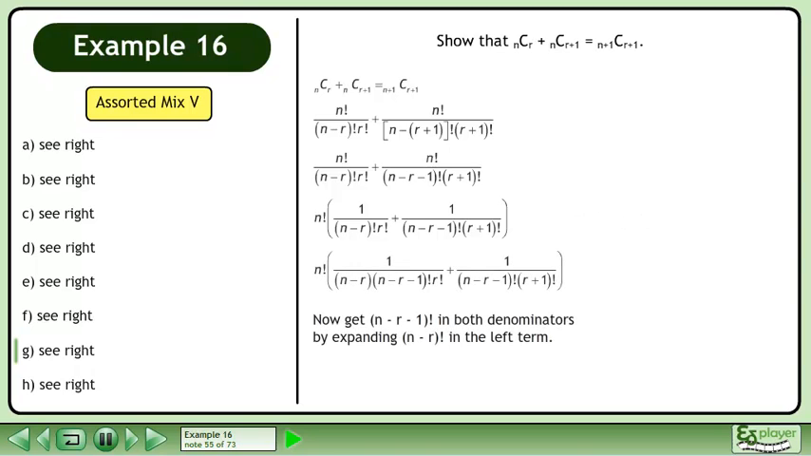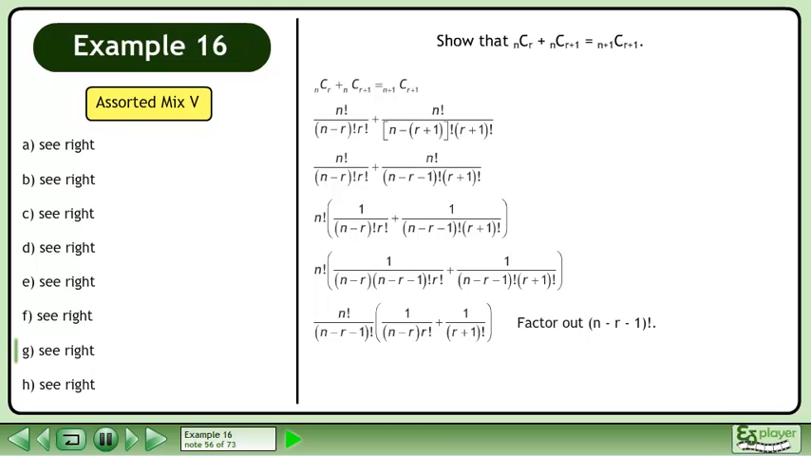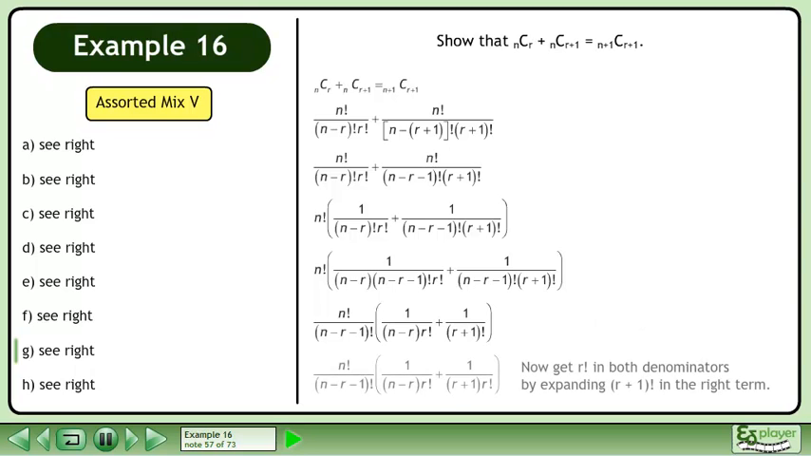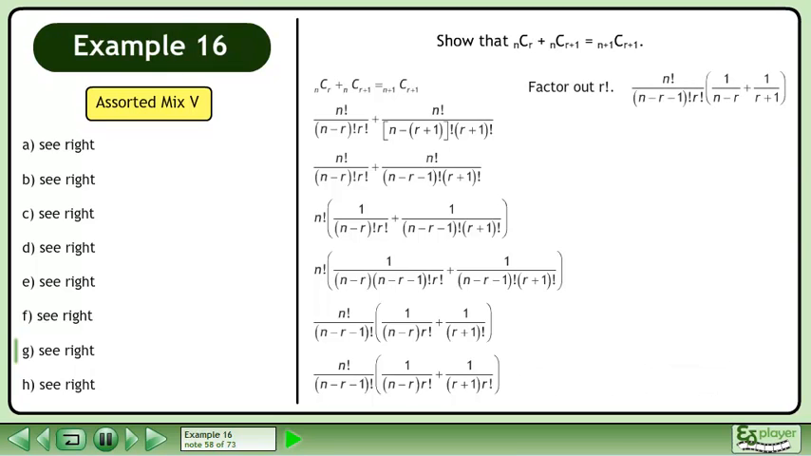Now get n minus r minus 1 factorial in both denominators by expanding n minus r factorial in the left term. Factor out n minus r minus 1 factorial. Now get r factorial in both denominators by expanding r plus 1 factorial in the right term. Factor out r factorial.